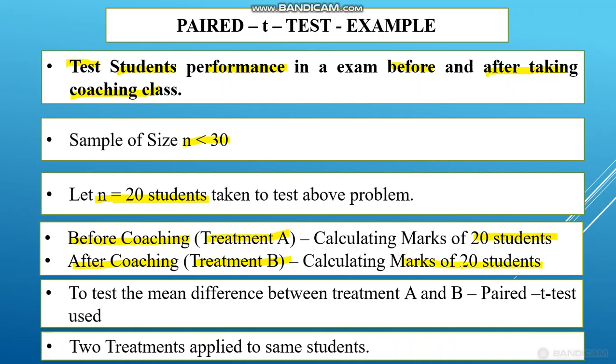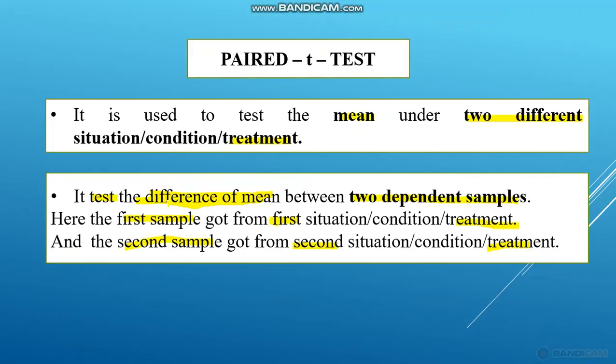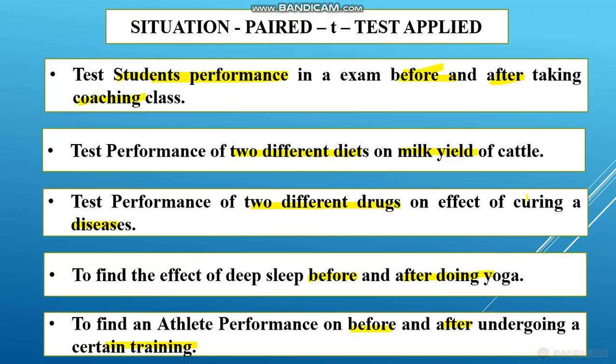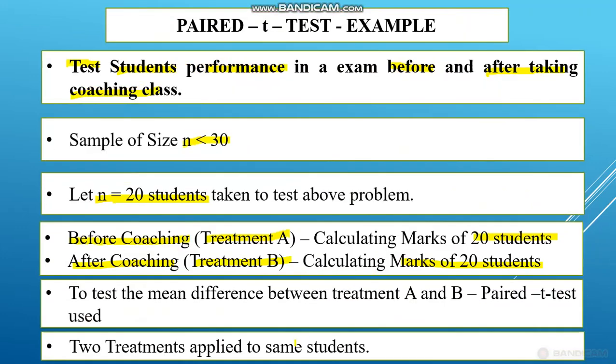So here we have the same students, only 20 students. In the same 20 students we are applying both treatment A and treatment B. The treatment A is called the first sample and treatment B is called the second sample. I told you that the paired test is used to test the difference of mean between two dependent samples. We say dependent samples because here we have only the same sample, that is, the same students.